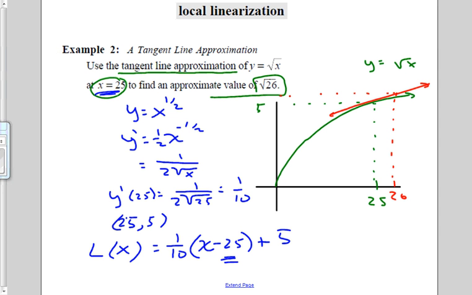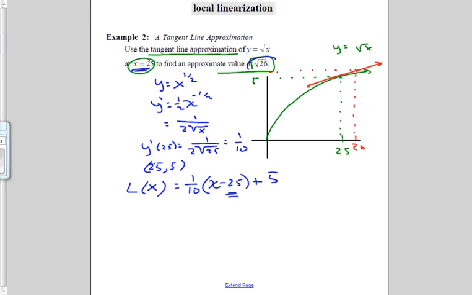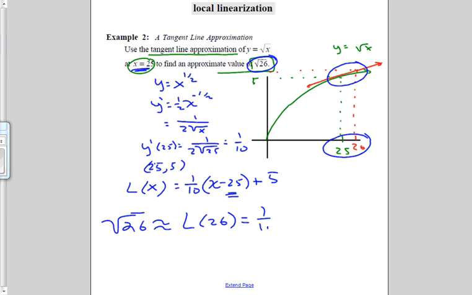Well, let's just leave it like that. So then we want to approximate square root of 26. Because 26 is close to 25, my local linearization is going to do a good job at that approximation. So I can say root 26 is roughly L of 26, which equals 1/10 times 26 minus 25 plus 5, and that equals 5.1.